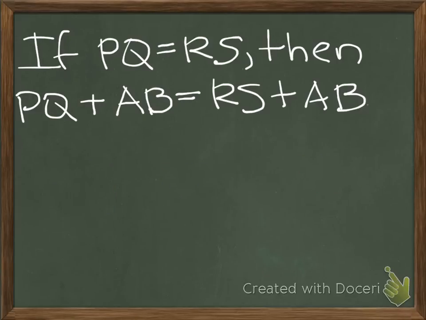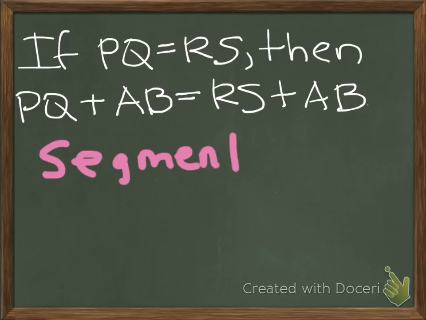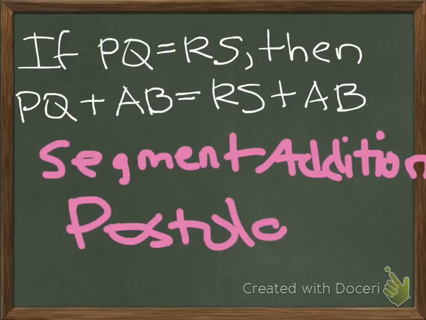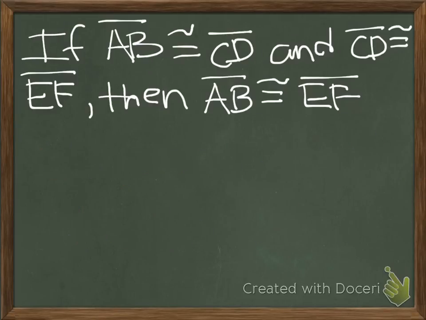Here we have PQ equals RS, so PQ plus AB equals RS plus AB. These are segments and they're adding, so this is the segment addition postulate. Here we have AB is congruent to CD and CD is congruent to EF. Notice they took out the CD, so now it's AB is congruent to EF, so that's the transitive property.